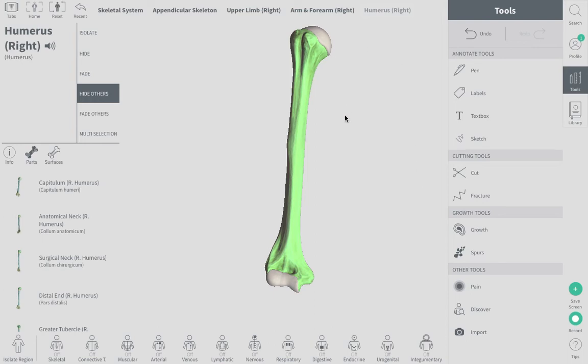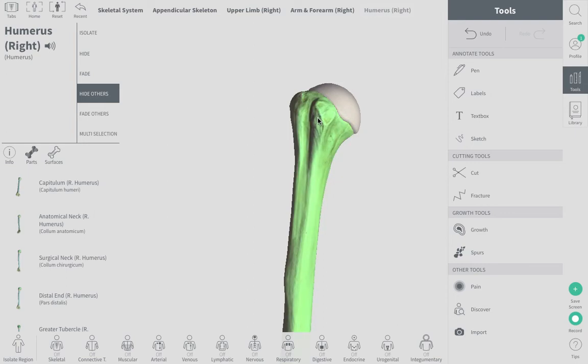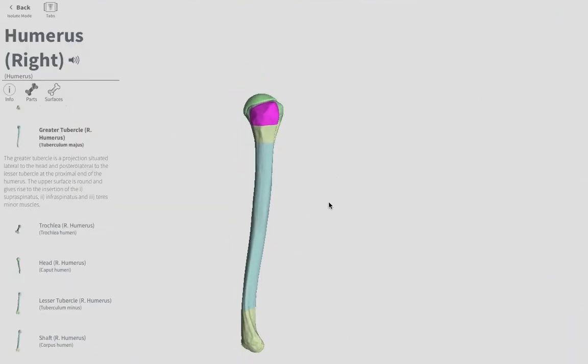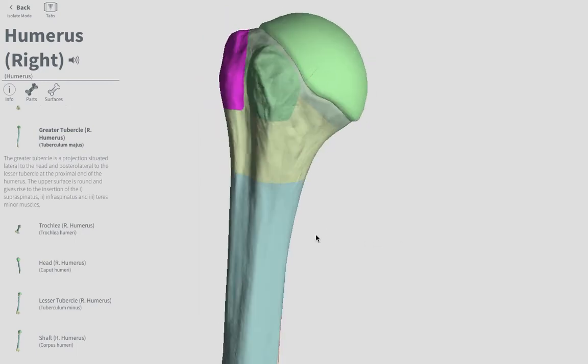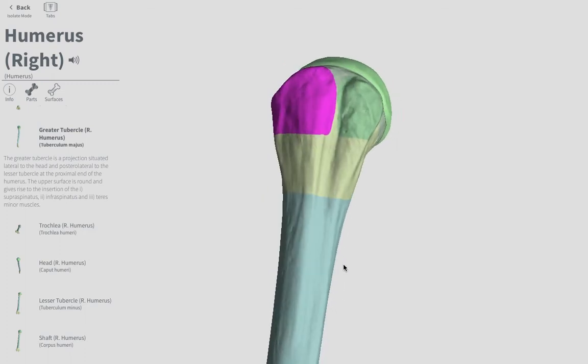The greater tubercle, so our tubercles are going to be up here. And remember, tubercles are rounded extensions, protrusions that have muscles that insert into them. So the greater tubercle is, of course, the larger one of the two. So this is an anterior aspect. Medial is to the left, lateral is to the right. And there is our greater tubercle.